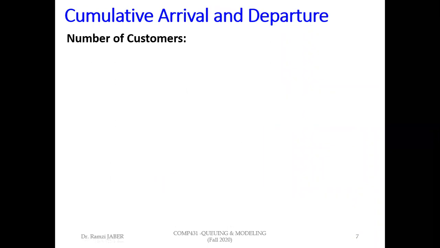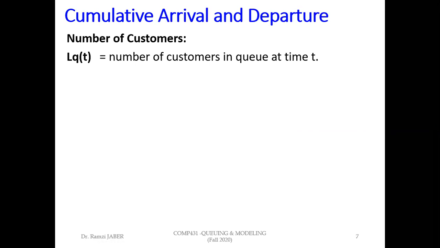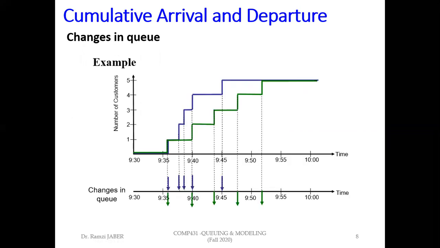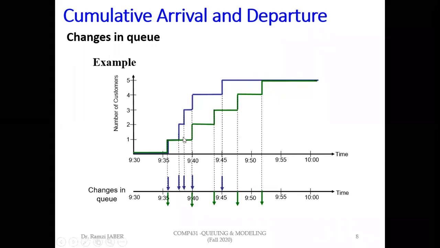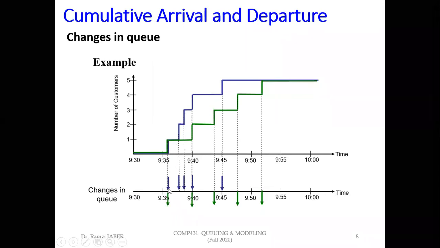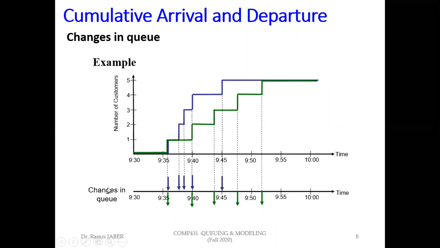So now we'll talk about the number of customers. LQ, number of customers in the queue; LS, number of customers in the system. LQ equals AT minus DQ, LS equals AT minus DS, okay? Now the changes in the queue. What happened inside the queue? The same graph we projected on the horizontal line to get the blue line, which is arrival, and the green line, which is departure from the queue. So we project this to conclude that at time 9:36, one customer arrives, one customer leaves the queue, not the system, the queue.